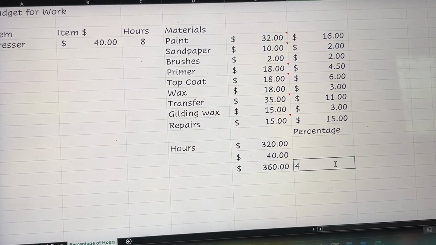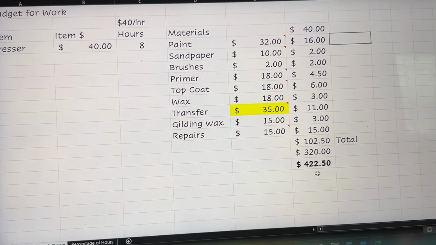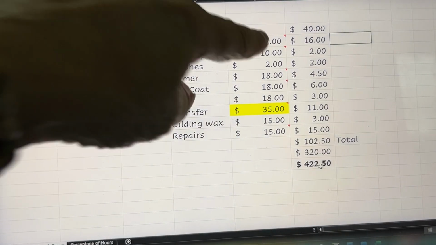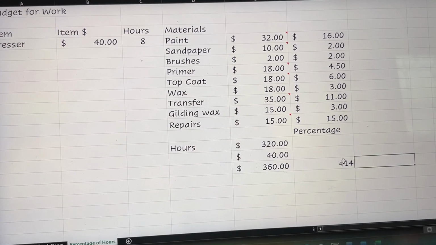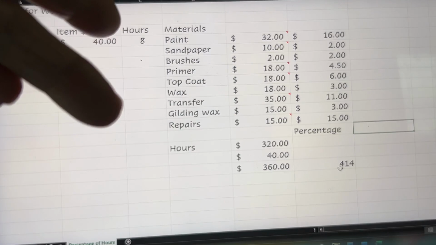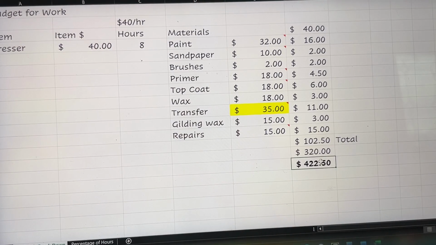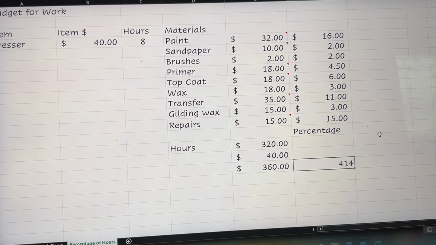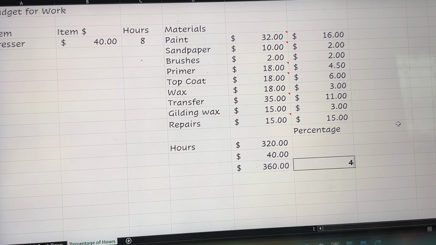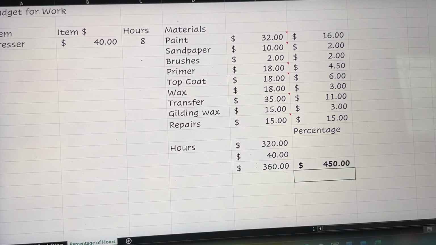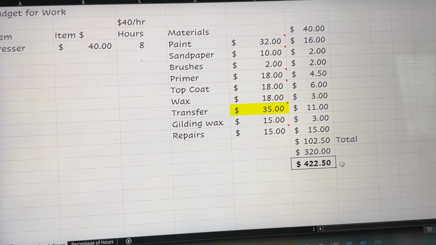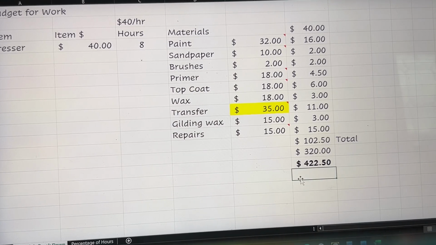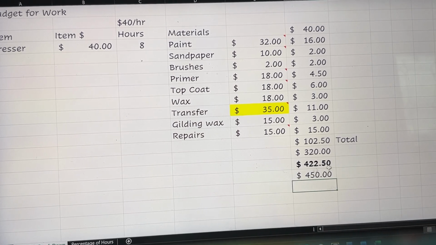So I have $414 here, and let's go back to the materials breakdown. Right here in the materials breakdown, I actually got $422.50. I round up. So if I get 422 or 414, let's put a dollar sign there. Let's highlight that. And let's round up and call it $450. And let's go back to where I broke down the materials. I'm also going to change this to $450.